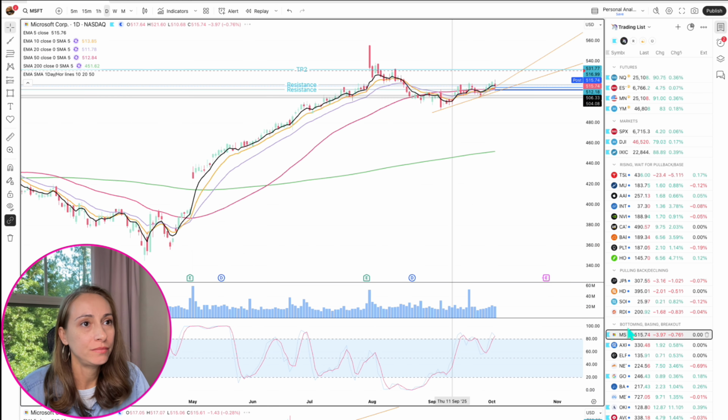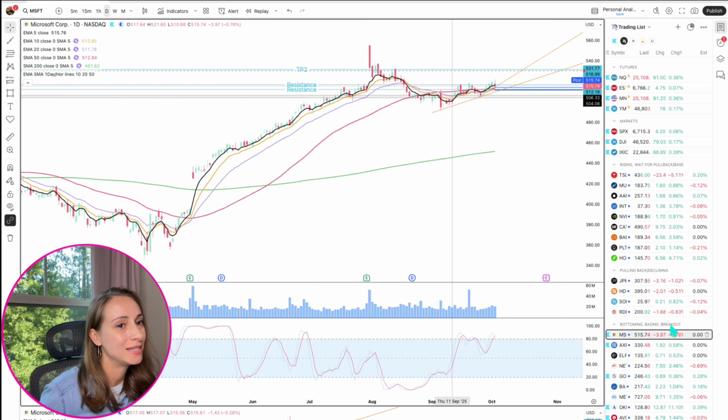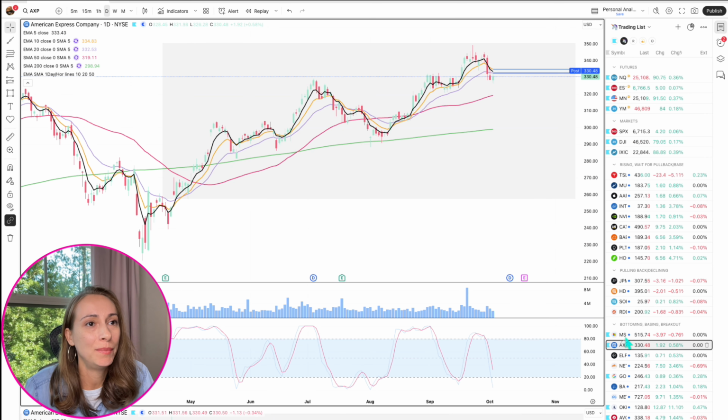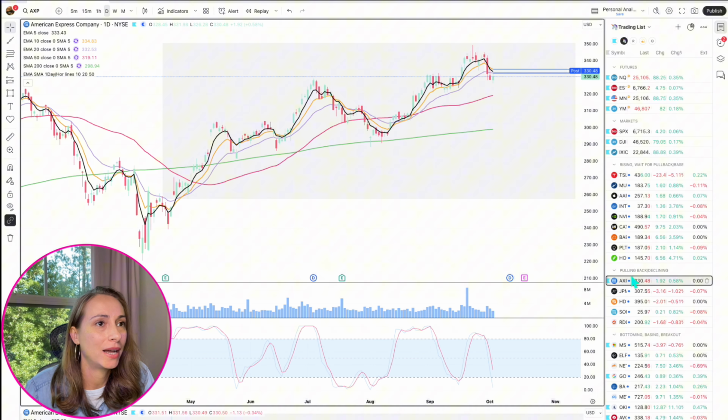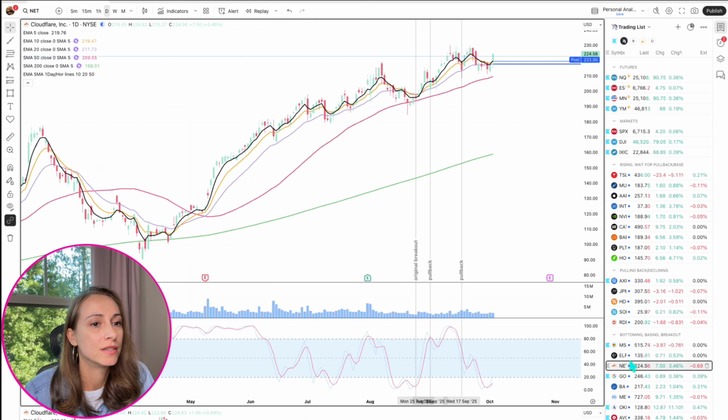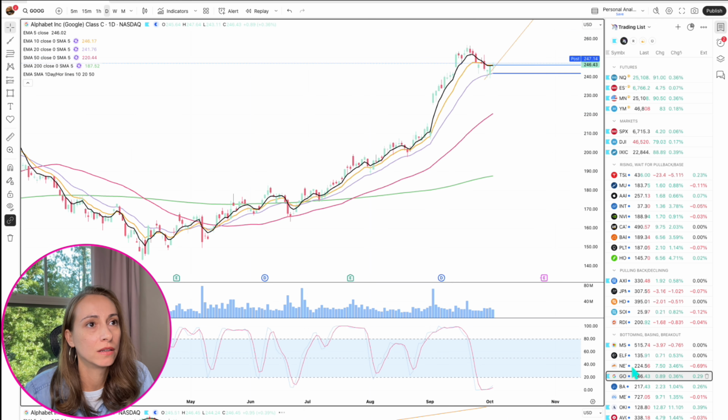Let's see. Reddit declining. All right. So as I said, I put Microsoft back in this bottoming or basing breakout bucket because it hasn't really done much. American Express, let me put you back into declining, because it is under all of its moving averages. So far, we might be breaking out here. Same here. So over the next few days, I'll see if I'm going to move these into rising.